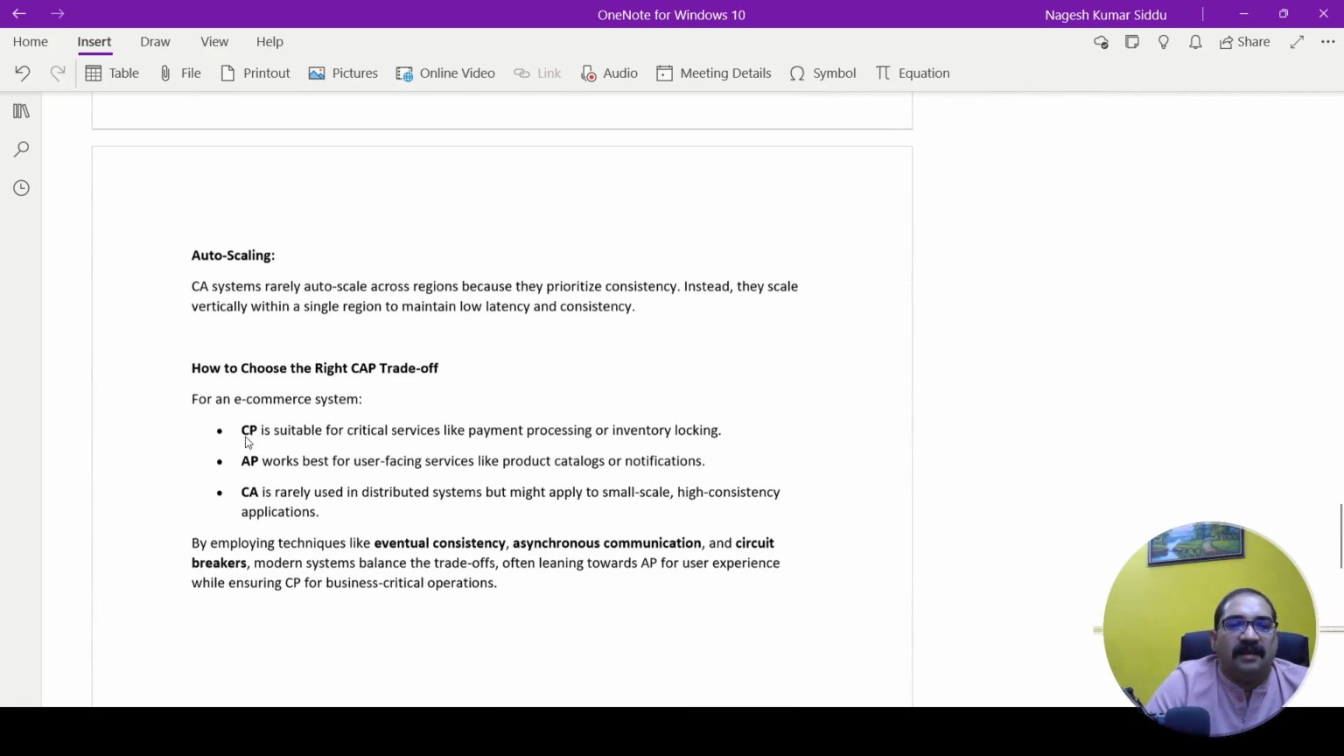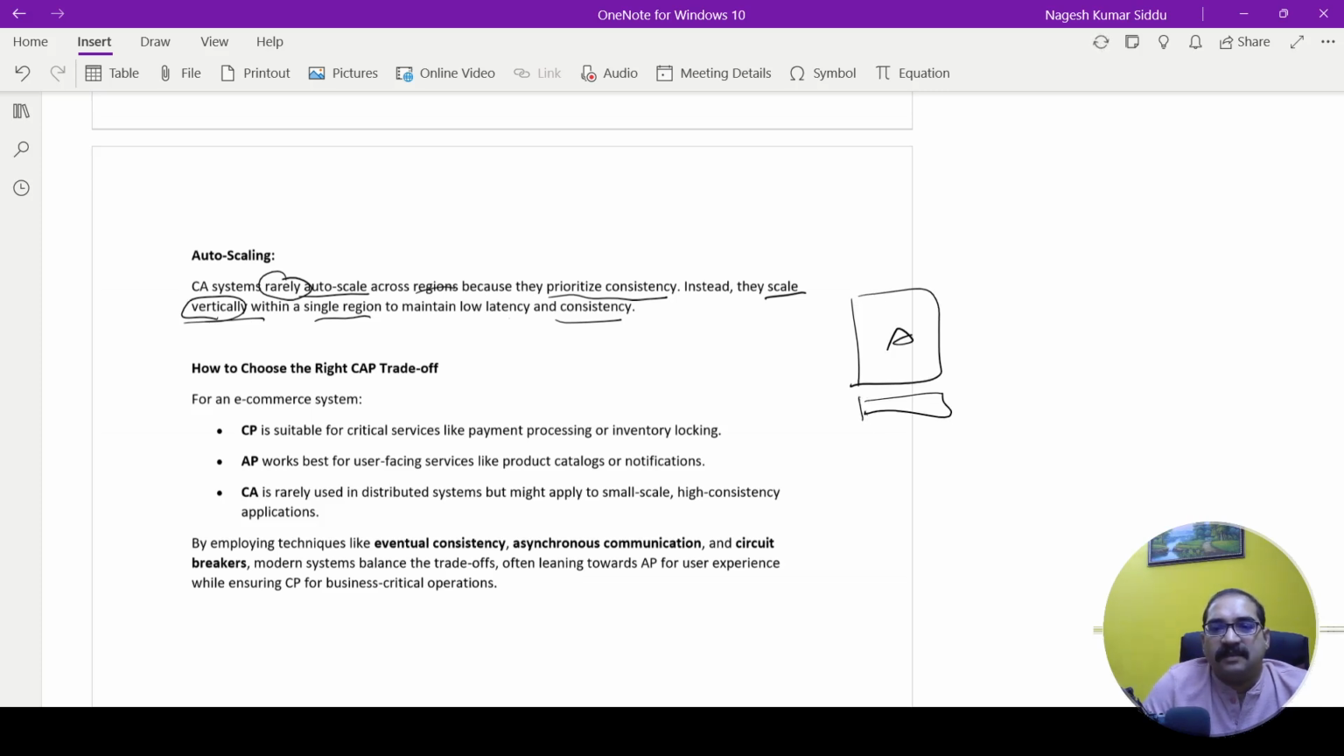Now let's see auto scaling. So CA systems rarely auto scale. That means it is very difficult to auto scale across regions because they prioritize consistency. Instead, they scale vertically within a single region to maintain low latency and consistency. What is vertical scaling? That means I have one application. It is deployed on an OS, which is deployed on hardware, right? Hardware has memory and CPU.